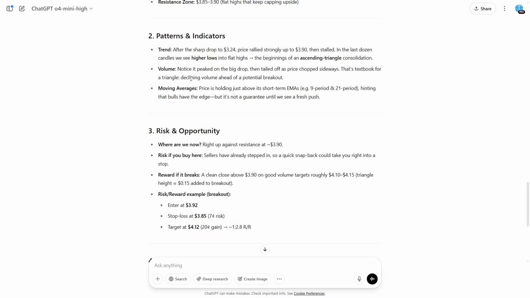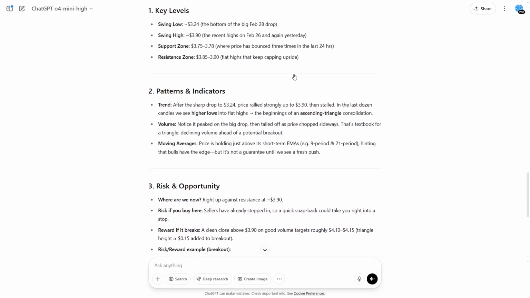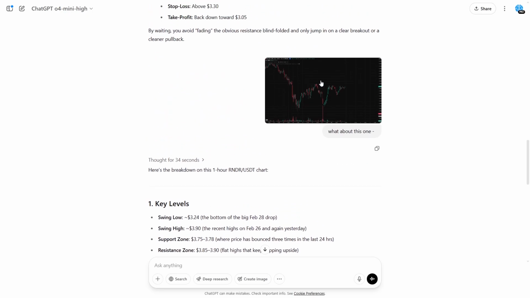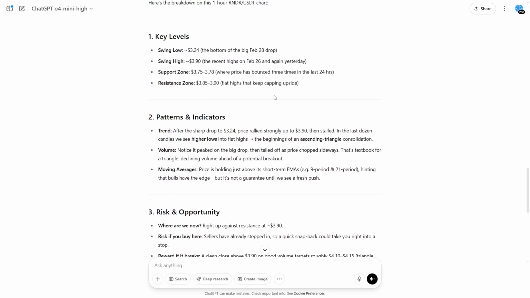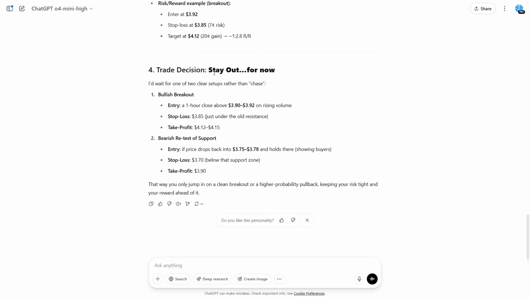This is textbook for a triangle, declining volume ahead of a potential breakout. I'm not sure why it also gives us this moving average stuff, considering there's no moving average on the chart. I think it's actually my mistake by including this in the prompt where I say, if visible, analyze simple indicators. And since the models are trained to think a lot, they can start to put things that aren't there, basically hallucinate. So the trade decision it uses is basically stay out for now, which is ideally a good trade decision.